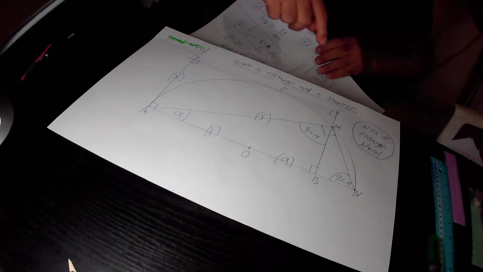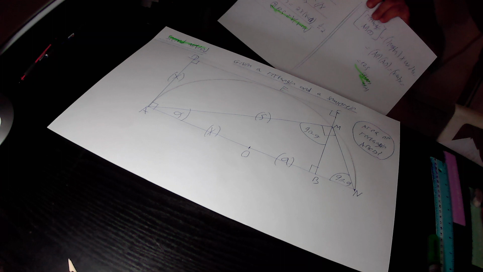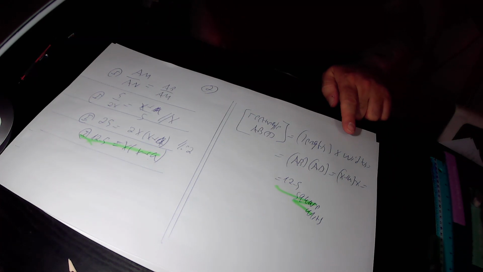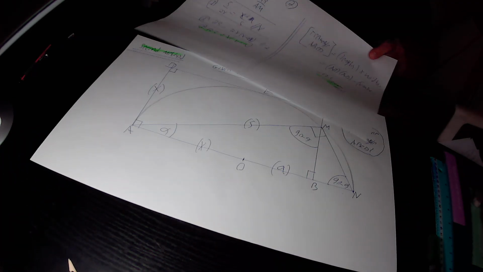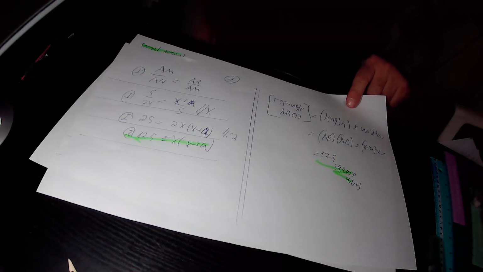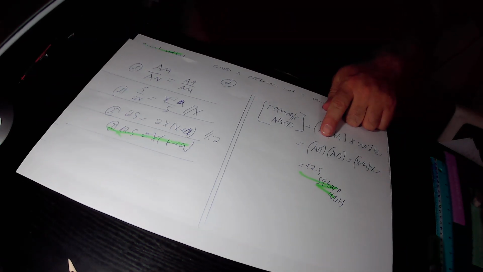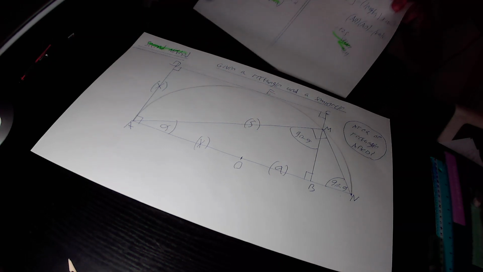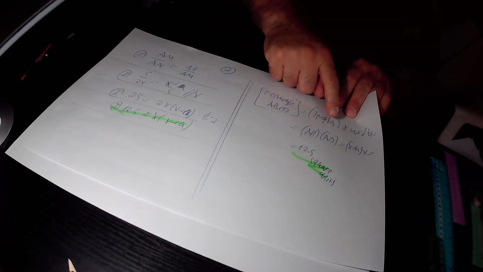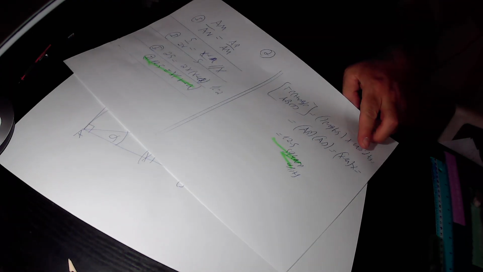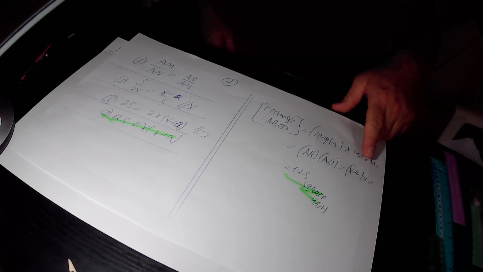Our mission is to find the area of this rectangle ABCD. The area of any rectangle is equal to the length of the rectangle times the width. The length of this rectangle ABCD is AB and the width is AD. So the area of rectangle ABCD must be equal to the length AB times the width AD. AB is x plus a, and AD is x. So the area of rectangle ABCD equals x plus a times x.